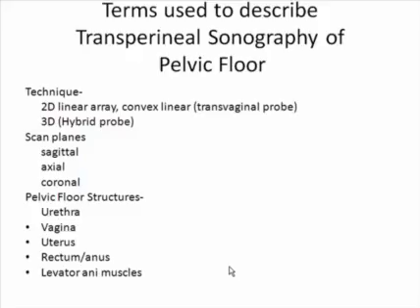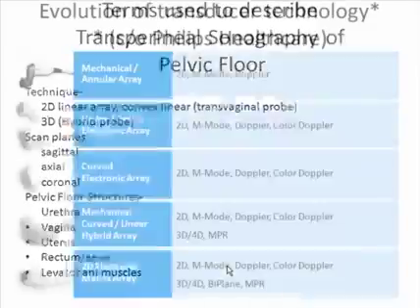Now, the terms that are going to be used include the technique, whether we're using 2D or convex linear transvaginal probe, or the 3D hybrid probe, which is basically a mechanical sector. I'll talk about structures in their sagittal, axial, and coronal planes, and the pelvic structures that I'll be referring to are the urethra, the vagina, the uterus, the rectum, anus, and the levator ani muscles.